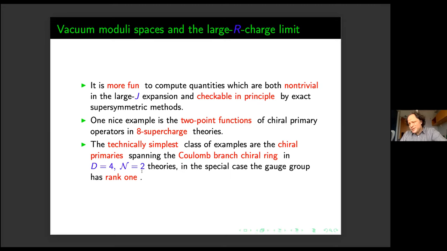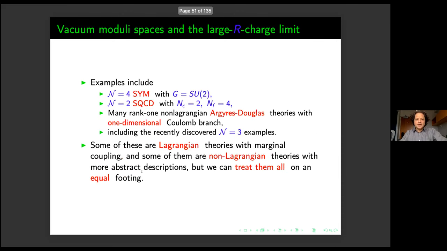And these theories are simple for many reasons I'll discuss in a minute, but the biggest reason is that in these theories, there's only one operator, only one chiral primary operator of each R charge. So you don't have to say which one you mean, right? You can just ask about the properties of the lowest operator of a given R charge. And there's just one of them.